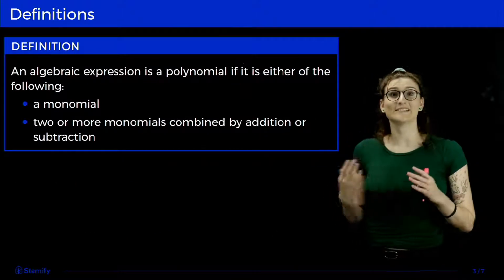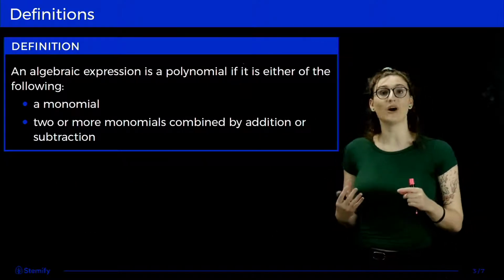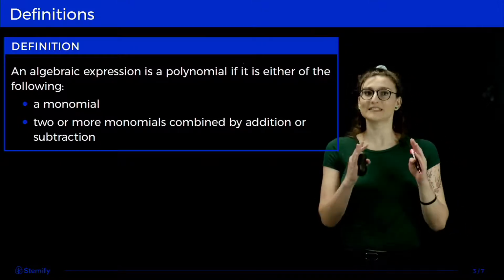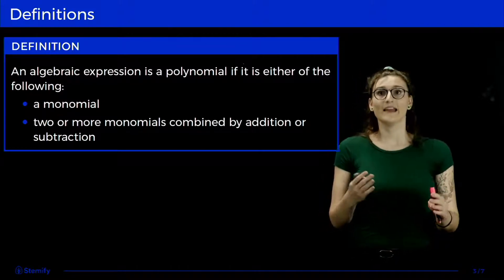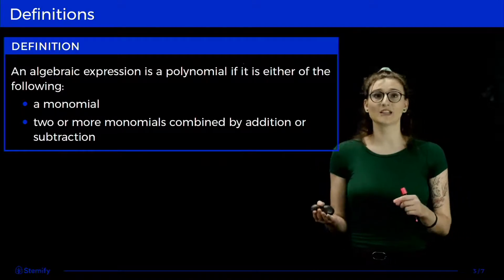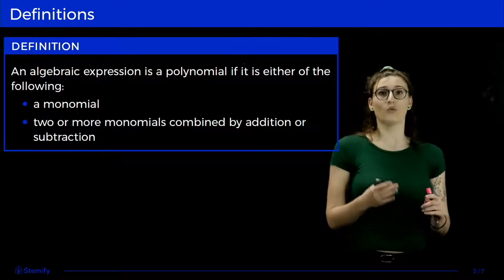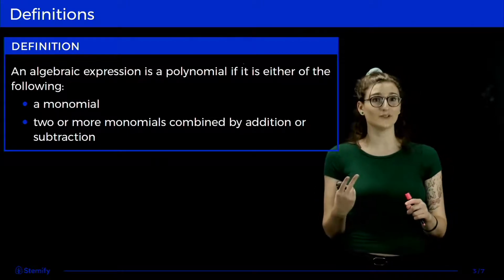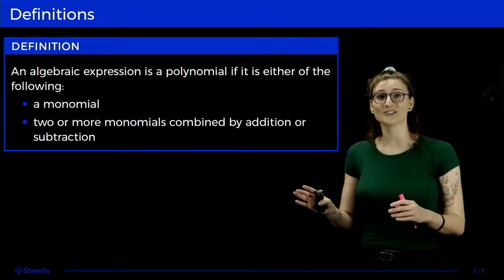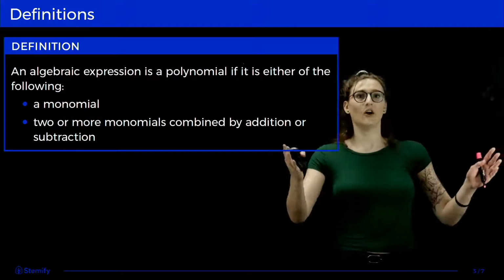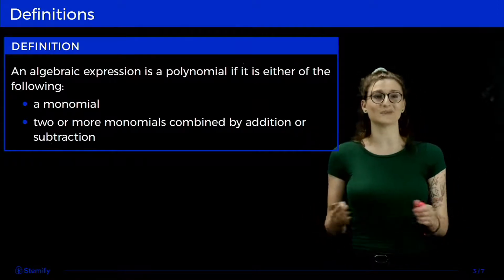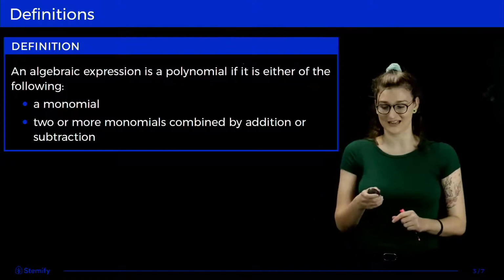So here we have a nice definition for you to refer to on what a polynomial actually is. So a polynomial can either be a monomial, which is that single term that we talked about, or it can be two or more monomials combined by addition or subtraction. So we talked about binomials and trinomials, which are both polynomials. Binomials have two monomials. Trinomials have three monomials. However, it doesn't just stop there. We can have 4, 5, 6, or as many terms as we want, and it'll still be a polynomial. Because poly means many, so we can have as many of those monomials as we want.